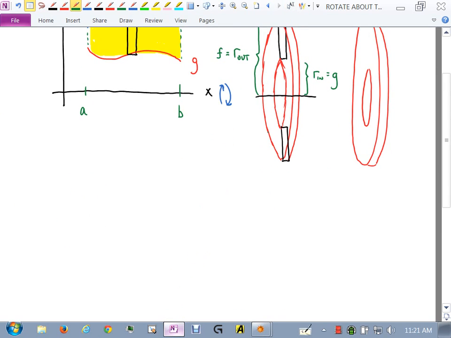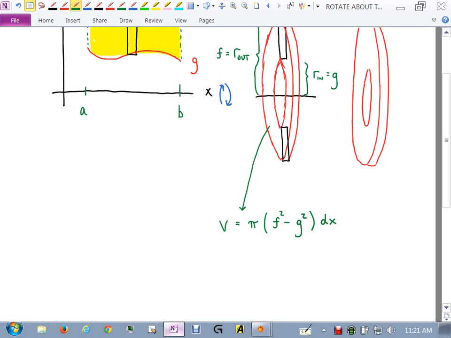The volume of this one little piece will be pi, what did I just say? R out squared. So what's that for us? The f function squared minus the R in squared, so g function squared times h, but h for us is dx. That is the volume of that one little sliver washer. Make sense?